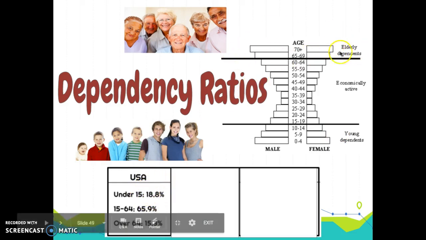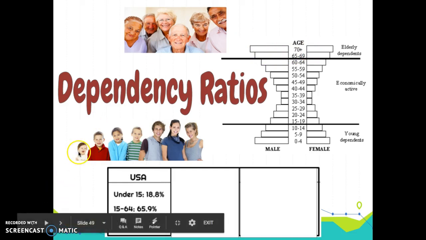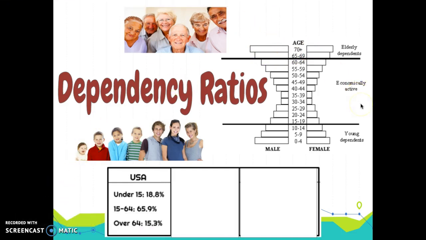We also have elderly dependents up here. This is the percentage of population over the age of 65. And so, again, if you look down here, let me move my mouse so you can see, the percentage of the US that's over 64 is 15.3%. Okay, so that means that our economically active group here in the United States, ages 15 to 64, is going to be 65.9% of our total population.